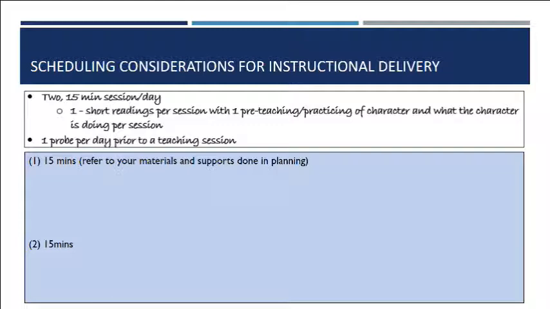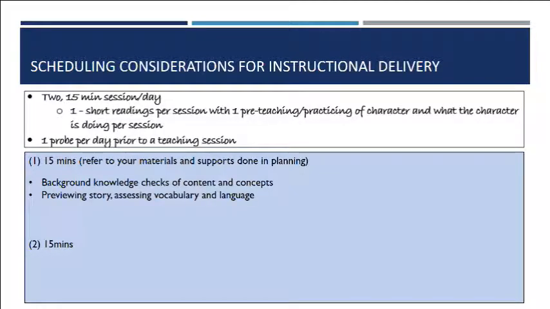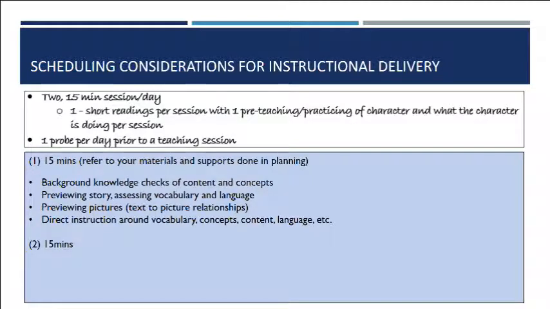So let's see what that would look like if we could break it up into those smaller chunks before we go any further. We had suggested perhaps two 15-minute sessions, based upon what might typically be done with kids in third grade. So maybe for that first 15 minutes, you're going to do some of those background knowledge checks of content and concepts. You're going to preview the story. You're going to assess some vocabulary and language, preview pictures, text-to-picture relationships. You're going to preview some of the manipulatives, if that's what the student is using to access the content of the story. You may do some direct instruction about vocabulary, concepts, content, and language. That's probably going to take up your first 15 minutes. And you may need to adjust that time based upon how you get through that content.